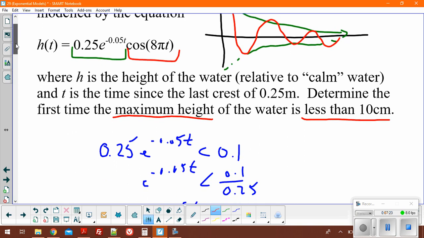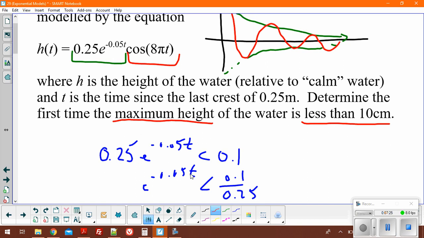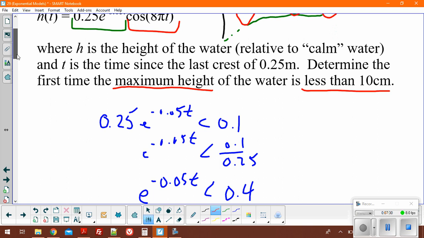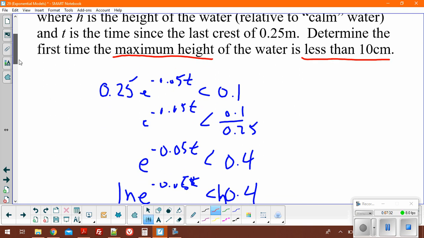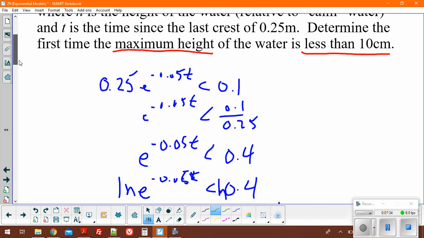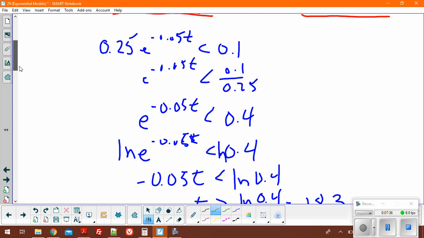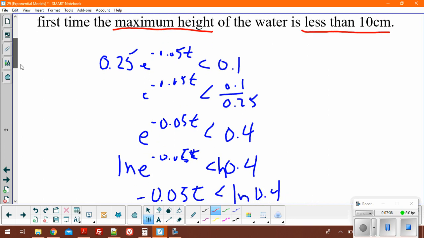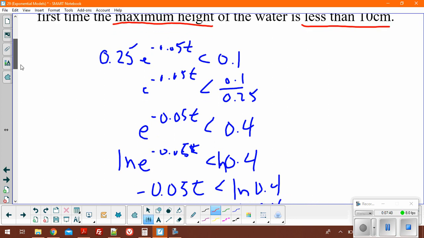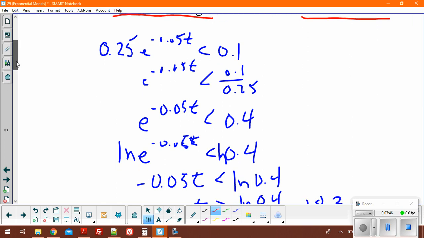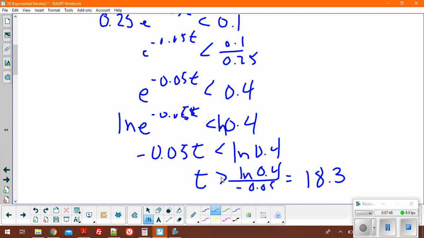Okay, so I started isolating to solve for t. So I divide by 0.25. Take the ln of both sides. Okay, an interesting note here. When I go to clear this, dividing by a negative flips the inequality around. So I flipped my inequality, and I got t was greater than roughly 18.3.